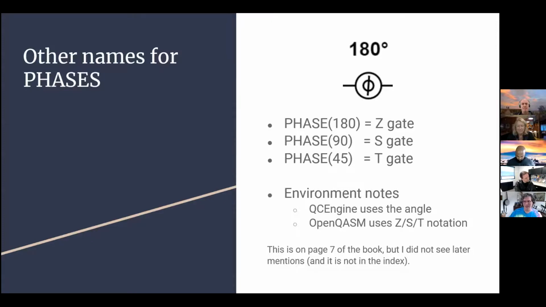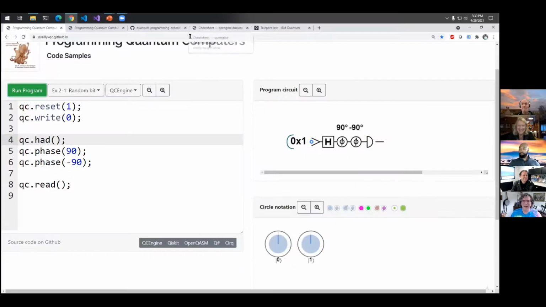And again, the environment notes that I have here: QC engine uses the angle, so it uses the degrees. OpenQASM uses the Z, S, T notation. And then if you do an angle other than one of these, it uses radians with pi, which is fun. So, yay, math.